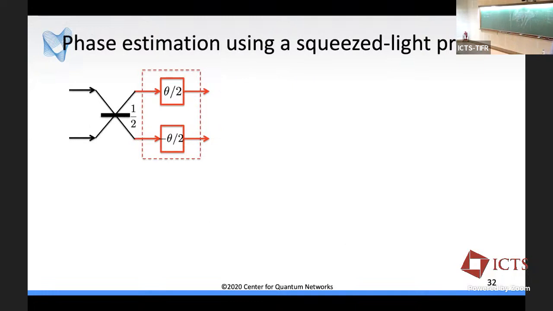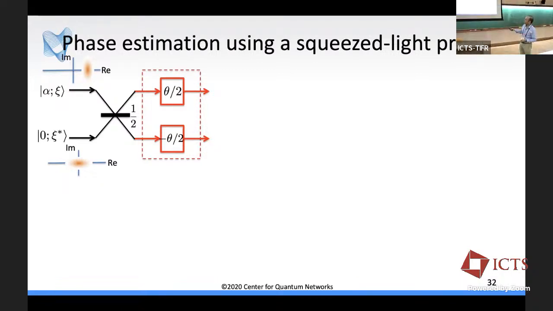All right, so let's look at using a squeezed light probe with the same mean photon number. In this case, I will not have the mathematical tools to show you the full calculation. But this is the example which I want to use for some photonic sensing applications that I will talk about afterwards. Okay, so now if I take a squeezed vacuum state with a squeezing parameter squeezed this way, and a displaced squeezed state with a mean of alpha and a squeezing parameter of xi, the same squeezing parameter, I'll get a state here. I calculate the Fisher information.